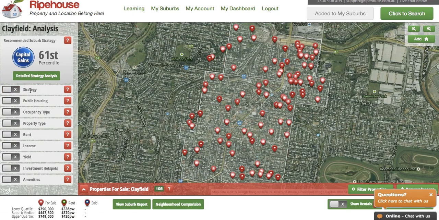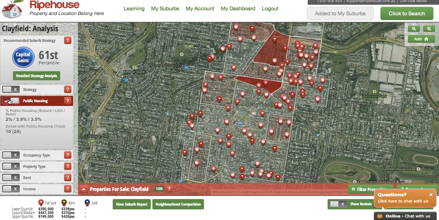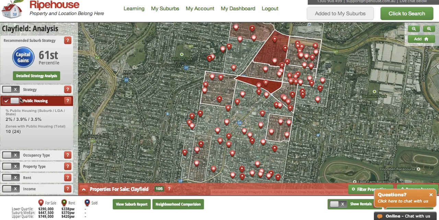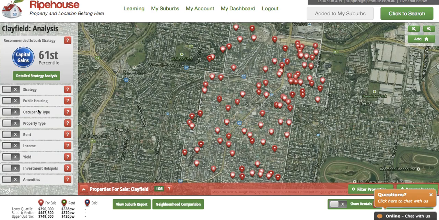Basically, what goes into the strategy overlay is each of the other overlays. So you want to see exactly where public housing is. You can click the public housing overlay. The darker the red, the stronger the public housing concentration. Any of the numbers over here on the left relate to the suburb overall. So 2% public housing in Clayfield. However, this dark red area here has 15% public housing. So that will definitely be having some effect on the street appeal of the suburb. So second step is make sure you familiarise yourself with these toggles and start learning about the suburb like a local would.